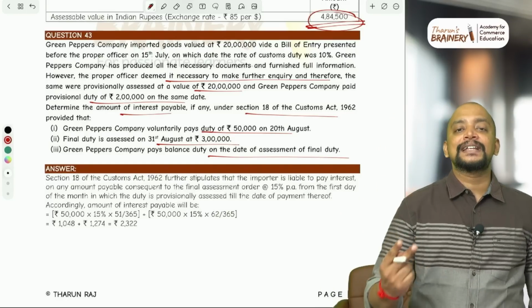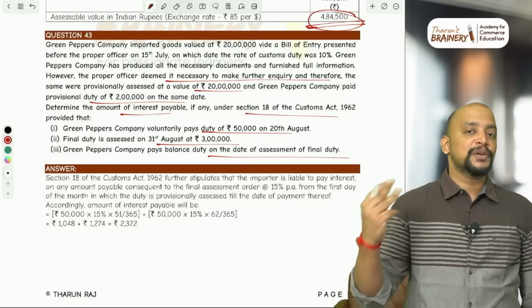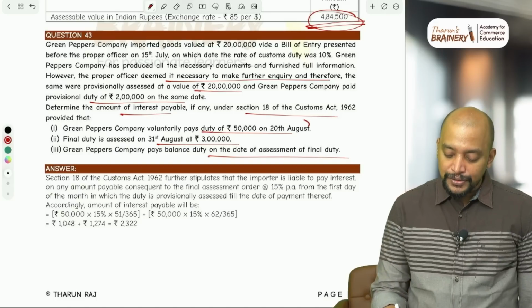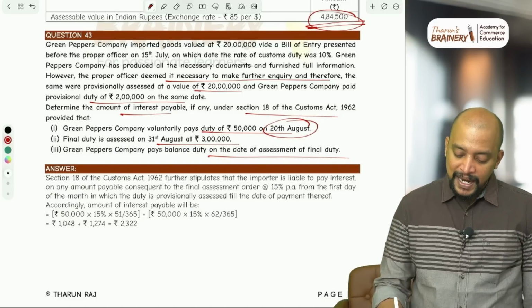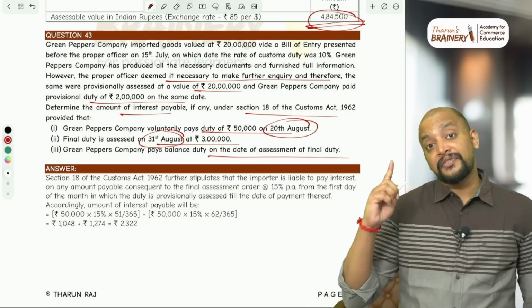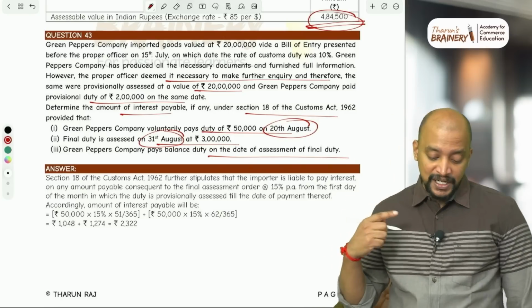So what is the final assessment? 3 lakhs minus provisional assessment 2 lakhs. What is the differential? 1 lakh. How that 1 lakh they are paying? So first 50,000 they paid on 20th August, then they paid it on 31st August. And what is the interest computation date? Starting from the first day in which provisional assessment is resorted.